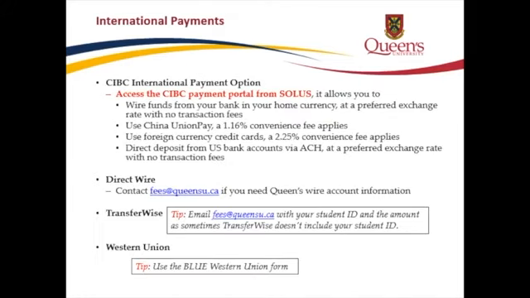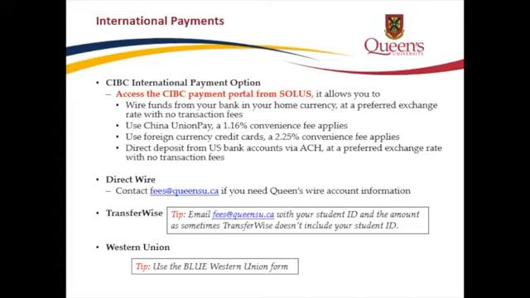For international payments, there are several options. Queen's has partnered with CIBC so that you can pay by wire in your home currency at a preferred exchange rate with no transaction fees. The CIBC portal also allows you to use China UnionPay and foreign currency credit cards. However, these methods will incur a convenience fee charged by the payment providers. For those with U.S. bank accounts, you can make direct deposit payments via the CIBC portal too, without extra fees.